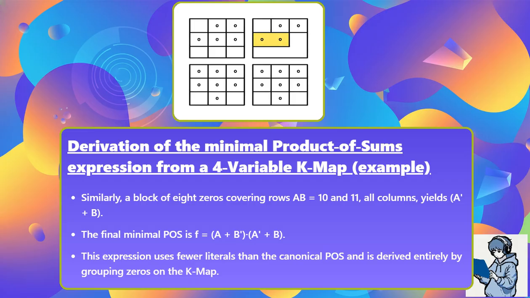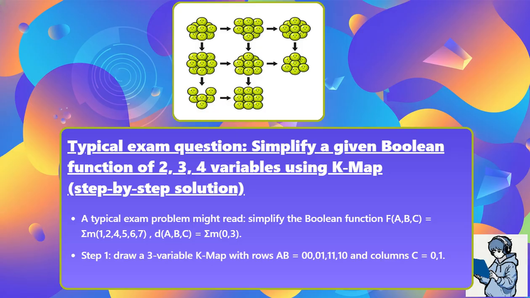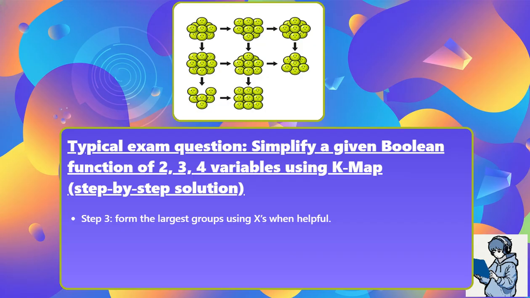A typical exam problem might read: simplify the Boolean function f(a, b, c) = Σm(1, 2, 4, 5, 6, 7), d(a, b, c) = Σm(0, 3). Step 1. Draw a 3-variable K-map with rows ab = 00, 01, 11, 10 and column c = 0, 1. Step 2. Place ones in cells 1, 2, 4, 5, 6, 7 and x's in cells 0 and 3. Step 3. Form the largest groups using x's when helpful.